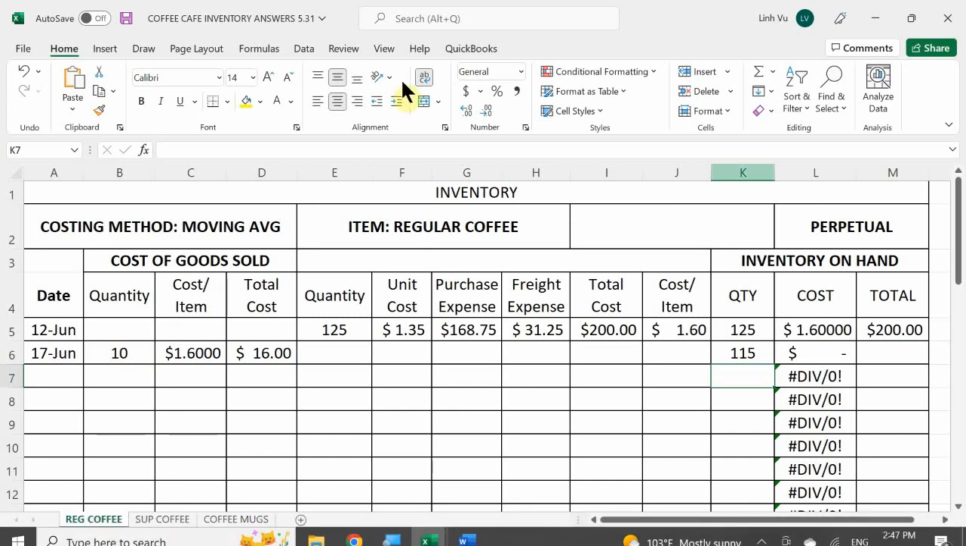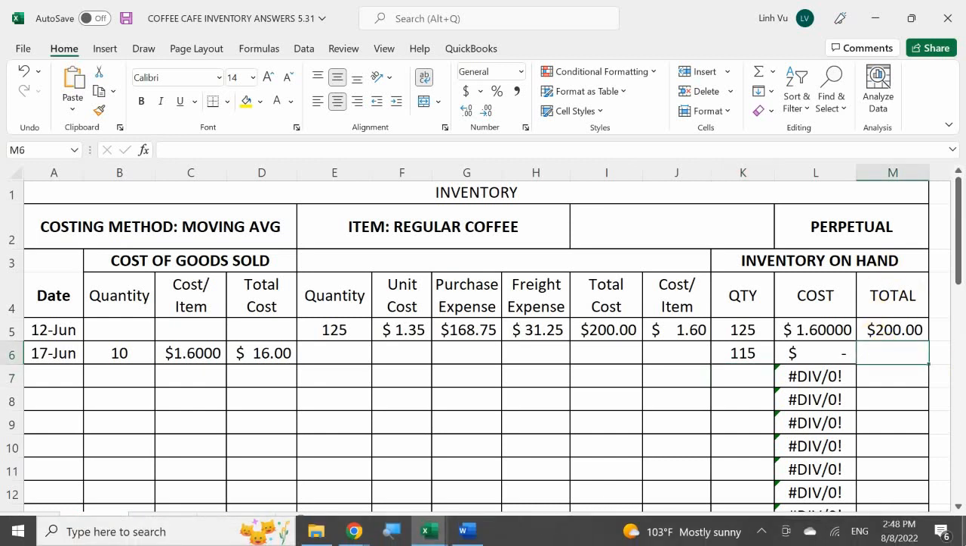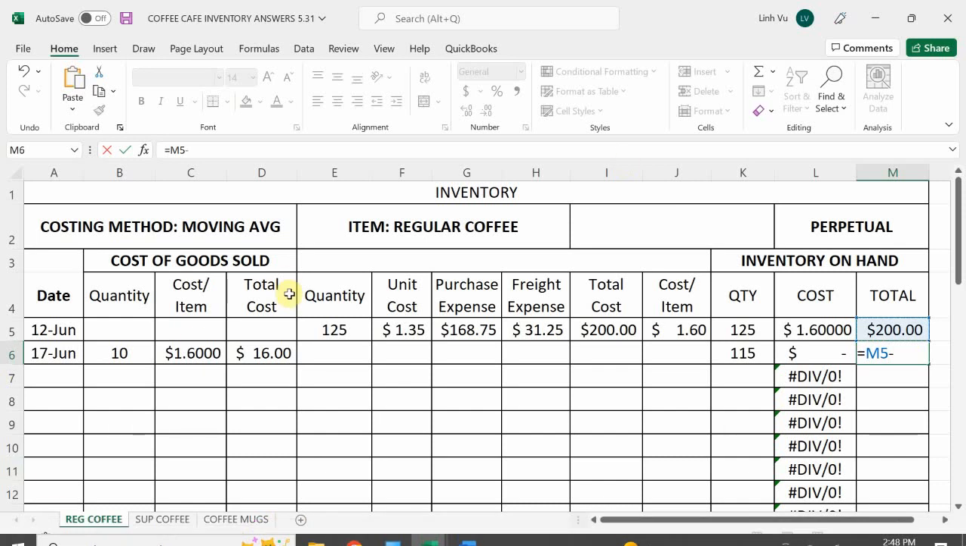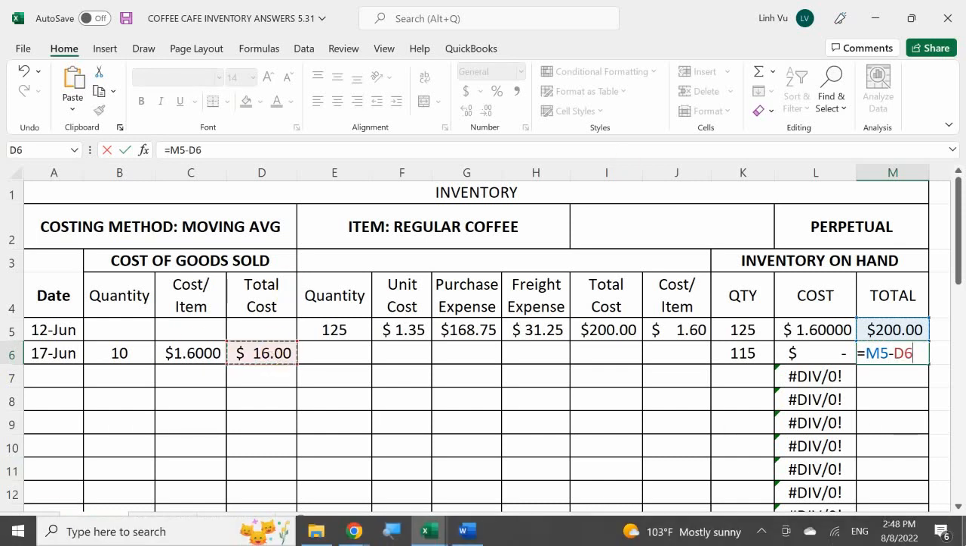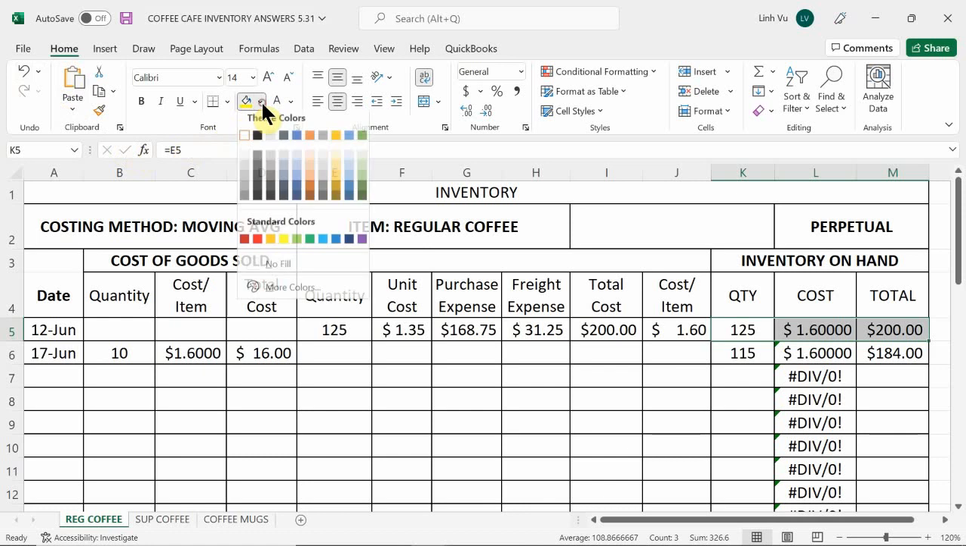Right? And for moving average, we're constantly calculating what my average is. I need to keep changing my quantity and my total cost. So in this case, I'm also going to do the same thing for my total cost. If I originally started with $200 and sold $16, how much money should be left over? 184. 184, and that's going to give you an average cost of $1.60. So in this case, I don't need this information here because I don't have this stuff anymore.